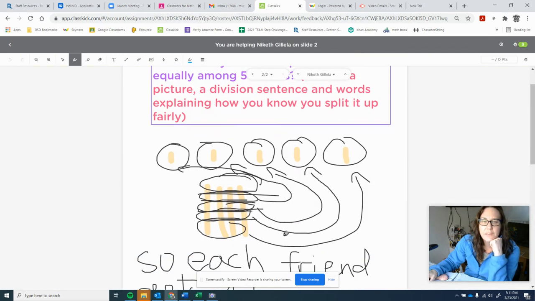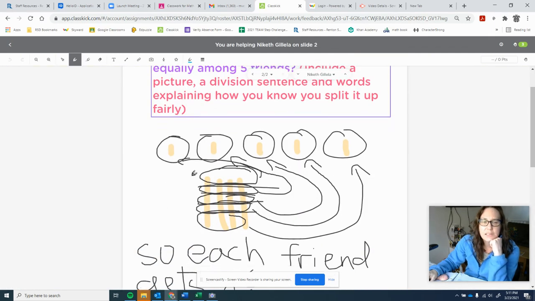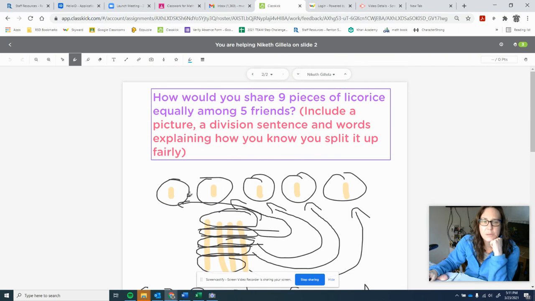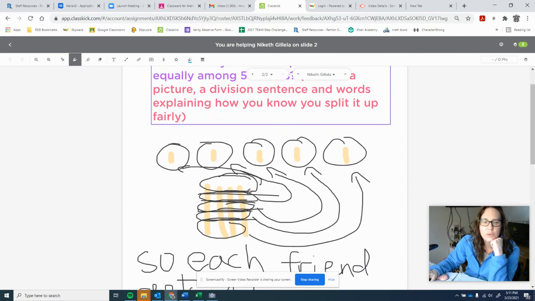All right, Niketh. So Niketh had, everybody got 1 full piece of licorice. So 1, 2, 3, 4, 5. And then he took the remaining 4 and he divided them into fifths. And this person got 1, 2, 3, 4 1/5. So 4 1/5 pieces, which comes to 4/5, right? And 4/5, 4/5, 4/5, 4/5. So 1 and 4 1/5 pieces.